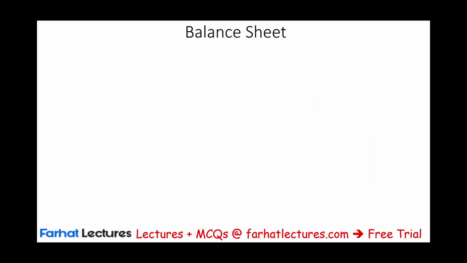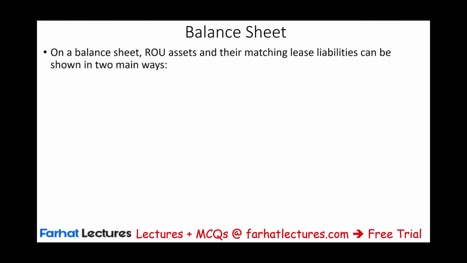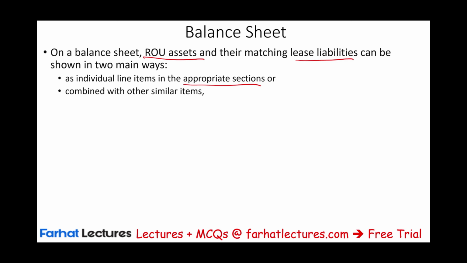Starting with the balance sheet, as I mentioned, on the balance sheet, we list assets. So the right-of-use assets are listed there. And obviously the liabilities, the lease liabilities. Now, assets and liabilities can be shown as individual line item in the appropriate section. So each one separately, like we could have more than one lease liability, more than one right-of-use assets, or they can be combined with similar items.